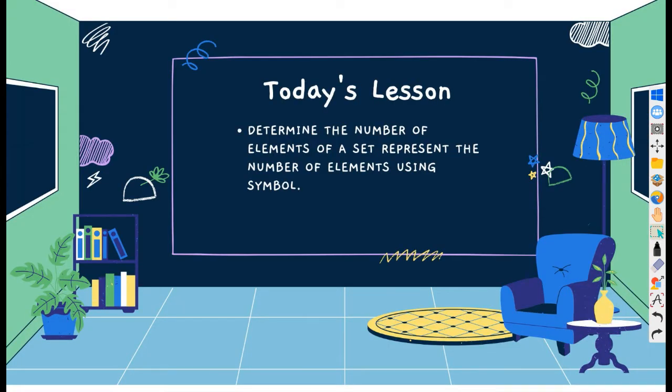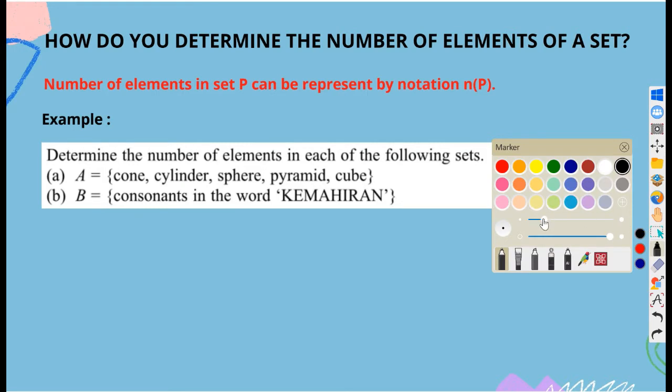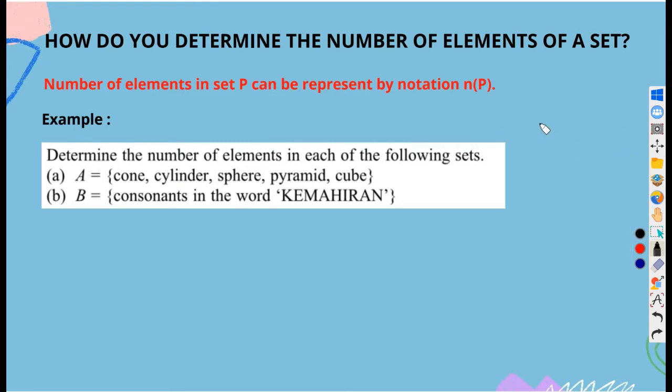So for today's lesson, determine the number of elements of a set and represent the number of elements using a symbol. How do you determine the number of elements of a set? The number of elements in set P can be represented by the notation n(P). This is how you write the number of elements. For set P, we write the notation n, and then bracket P.